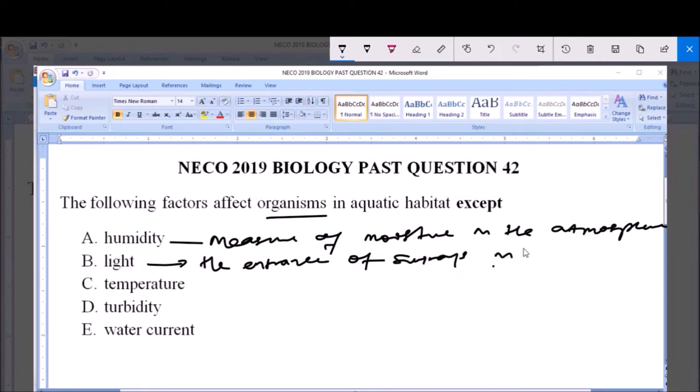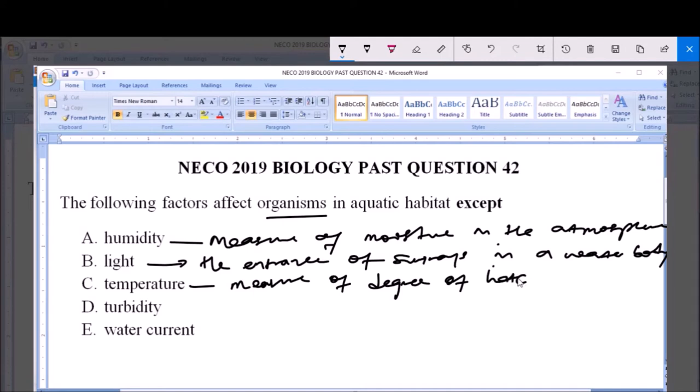That's in a water body. So how does this entrance of sunlight work in this aquatic habitat? Then see here, temperature. Temperature is defined as the measure of the degree of hotness or coldness of an environment.